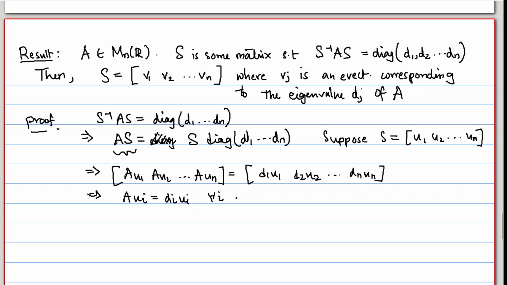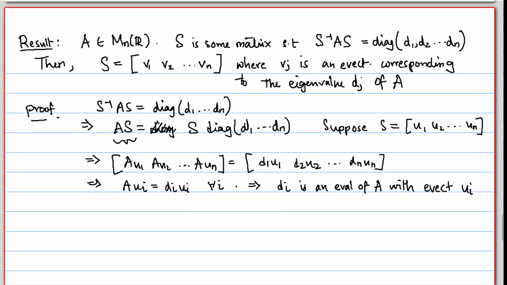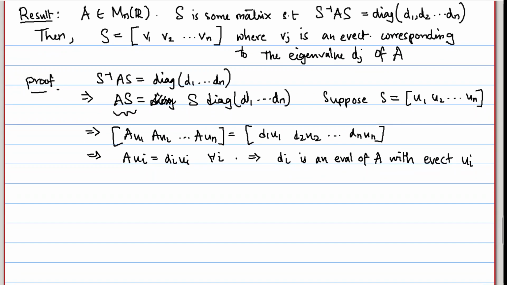So this has two implications. The first implication is that di is an eigenvalue of A. The second is that ui is the corresponding eigenvector. This is exactly what we wanted to show.